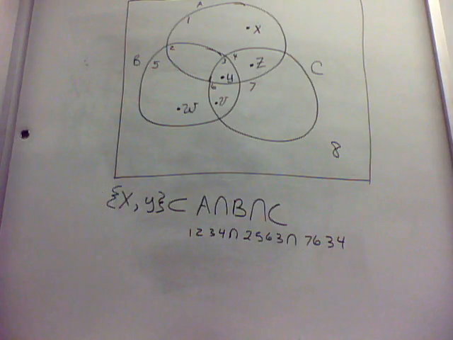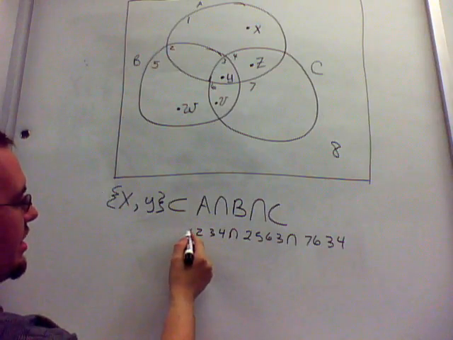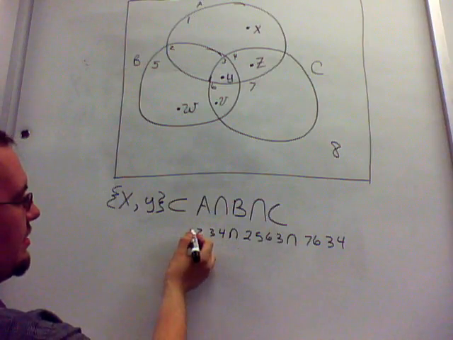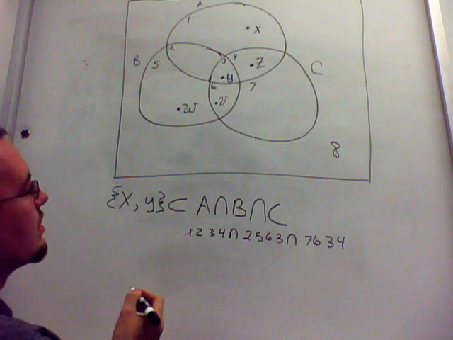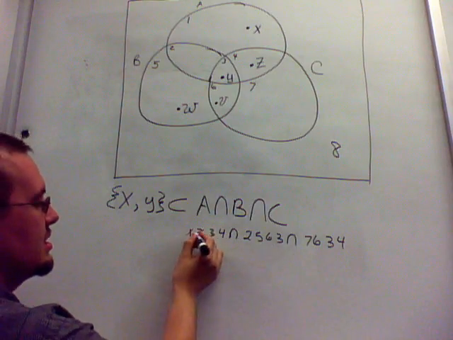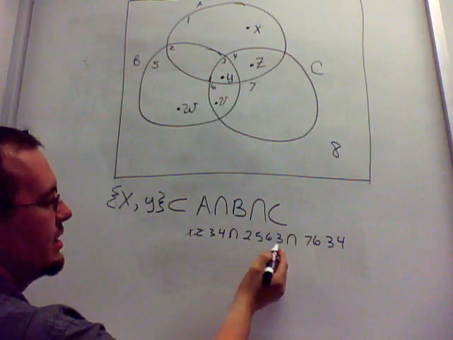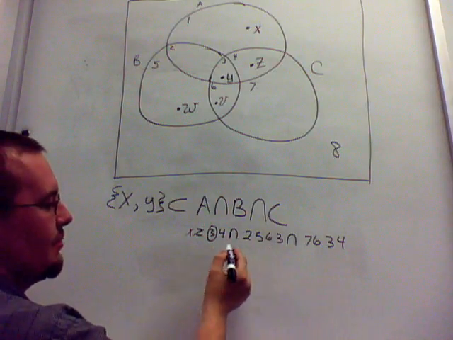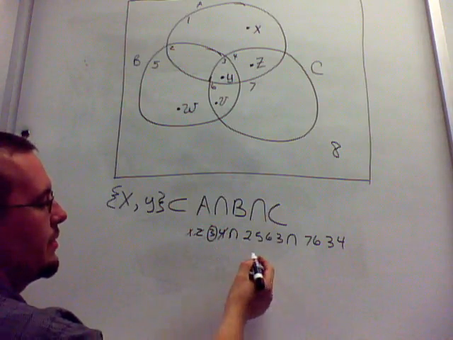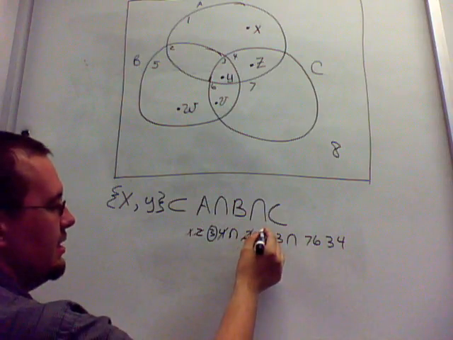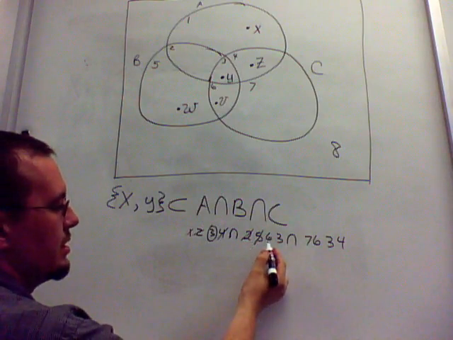Alright, so now we find out what's common in all of them. Well, let's start eliminating these numbers over here. So 1 is not part of set B, so we're going to get rid of that. 2 is not part of set C, so we're going to get rid of that. 3 is part of all three of them, so we're going to keep 3. 4 is not part of set B, so we're not going to worry about that. 5 is not part of set C or A, so we're going to get rid of that.